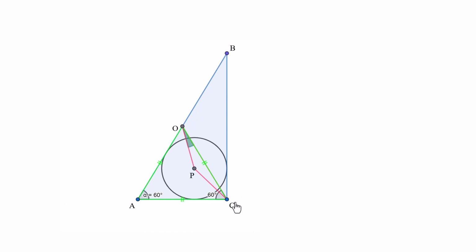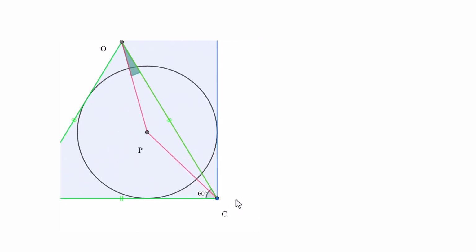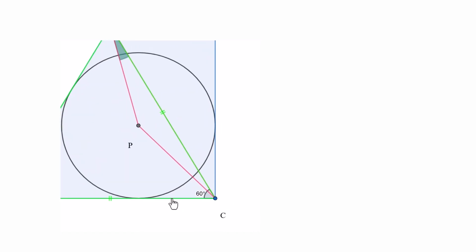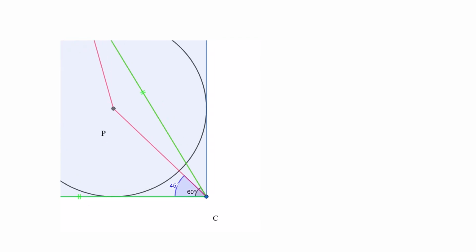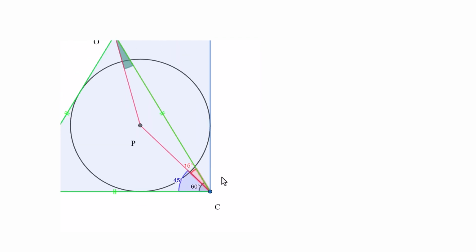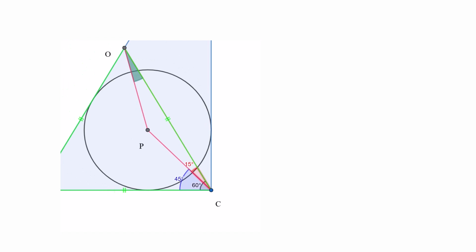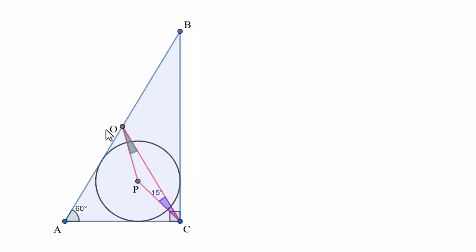Since PC is the bisector of the right angle BCA, it divides that 90-degree angle into two equal parts of 45 degrees. Therefore, angle PCA equals 45 degrees. We already know that triangle AOC is equilateral, so all its angles are 60 degrees. Hence, angle PCO equals 60 degrees minus 45 degrees, which gives us 15 degrees. Now let's consider triangle PCO. We already know that one of its angles is 15 degrees.